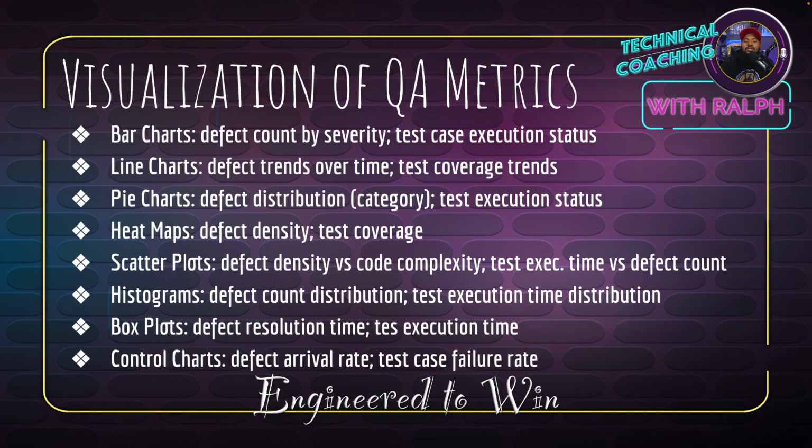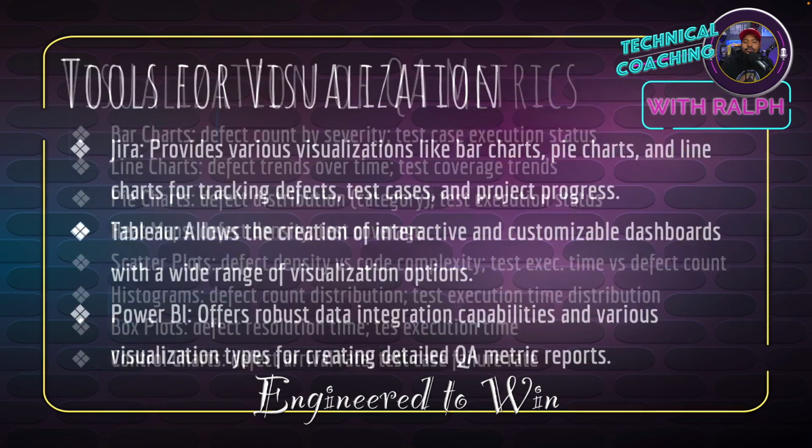Histograms, for the histograms, you have defect count distribution, test execution time distribution. Box plots, defect resolution time, test execution time. And I see there's a typo in there, but bear with me. Sorry about that. And control charts, for control charts, defect arrival time, test case failure rate. All right. So those are some different types of charts that you can use to visualize your QA metrics.